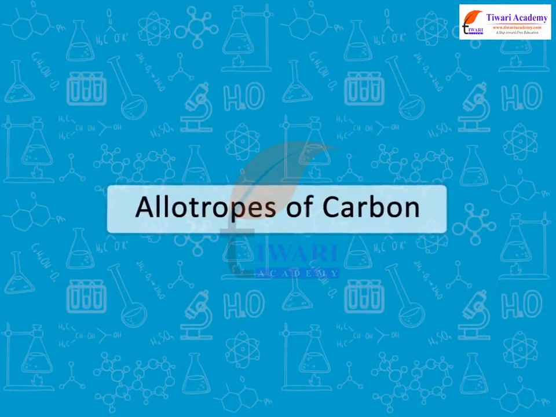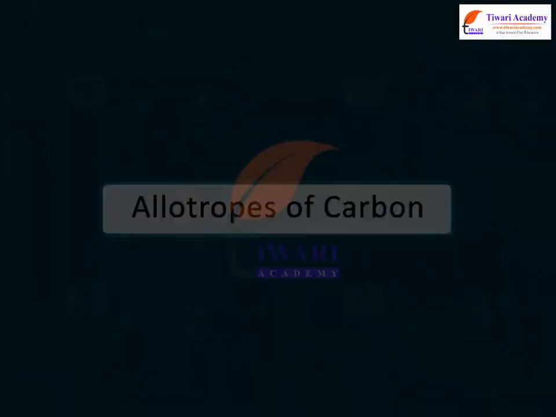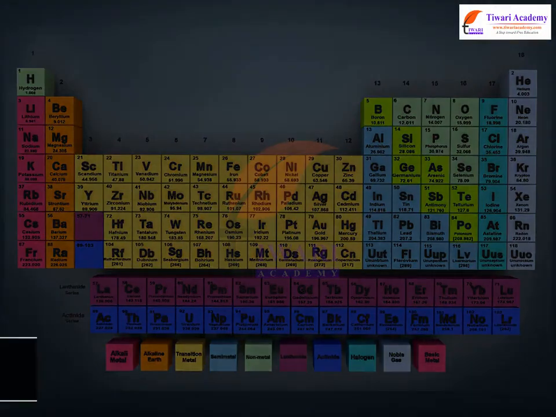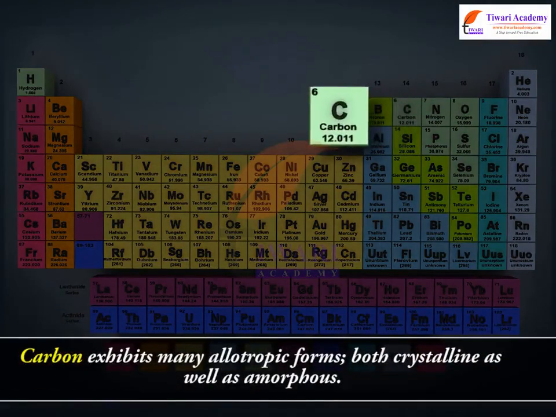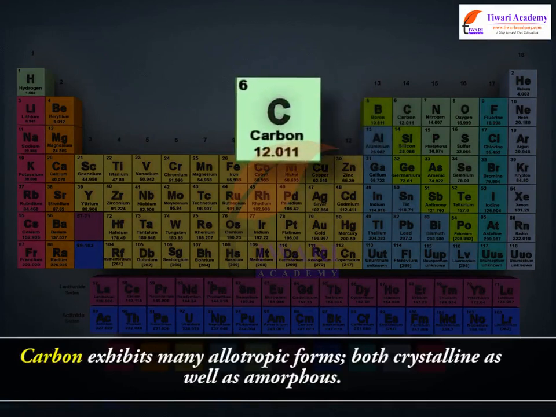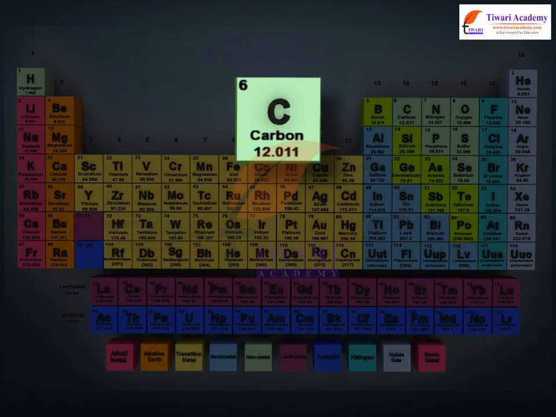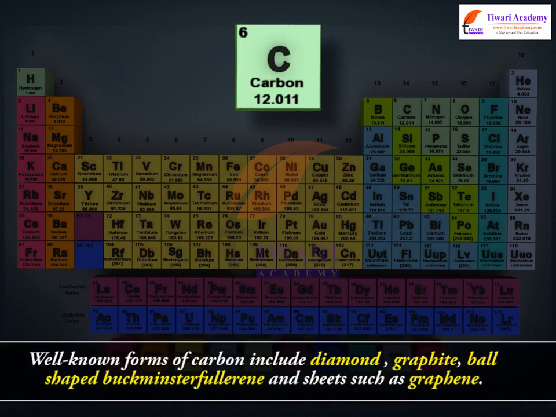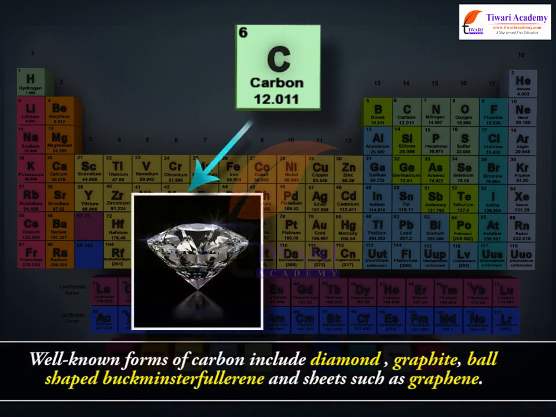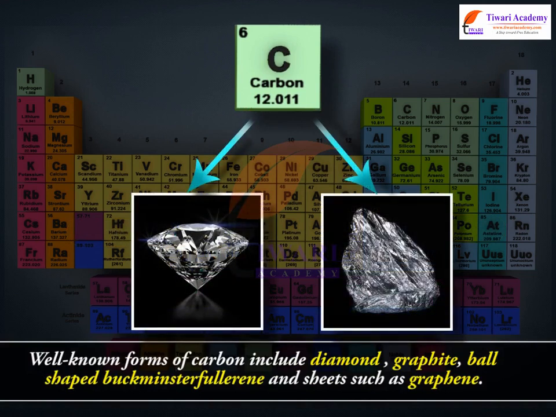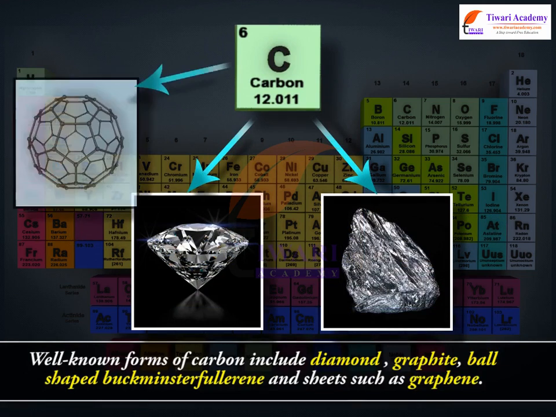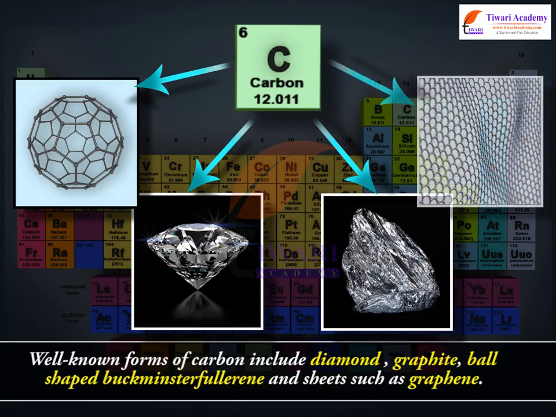Allotropes of carbon. Carbon exhibits many allotropic forms, both crystalline as well as amorphous. Well-known forms of carbon include diamond, graphite, ball-shaped Buckminsterfullerenes, and sheets such as graphene.